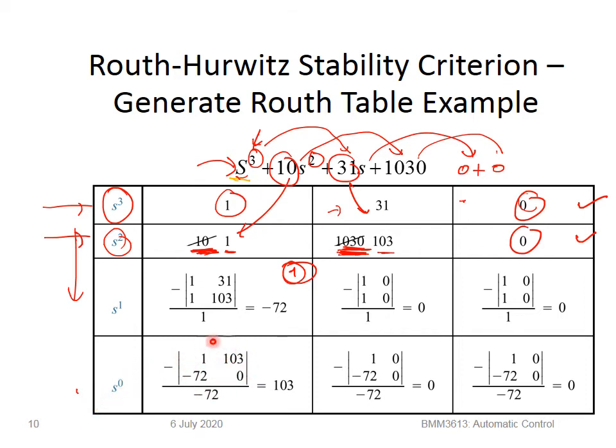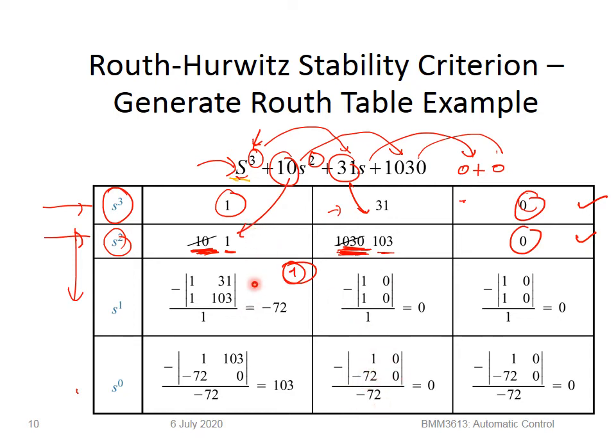So we have to finish all the lines. So the last line of s to the power 0, what do we put in here? The thing that we put in here is now these 2 rows, and then these 2 rows. So we have 1 and 1 and minus 72. So 1 and minus 72, and here we have 103 and 0. So it comes here, 103 and 0. Divided by which value? It is divided by minus 72. So if we do the calculation, we get 103.